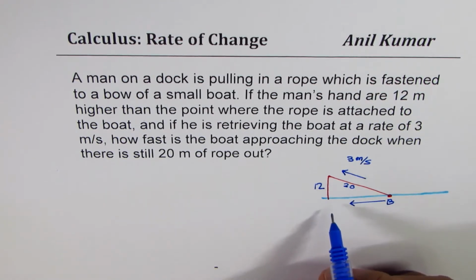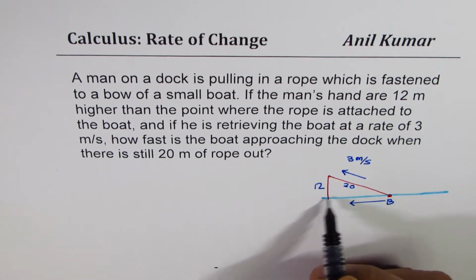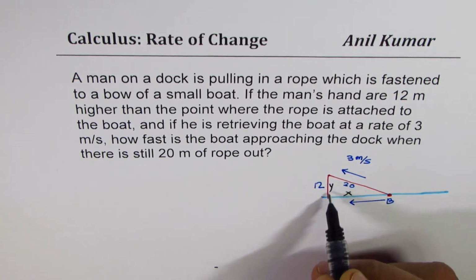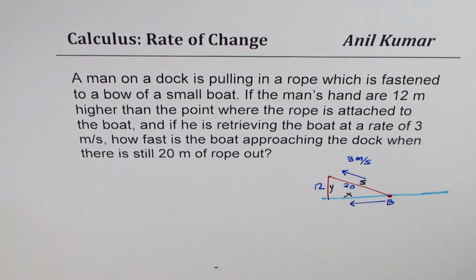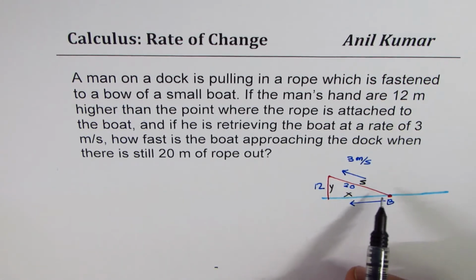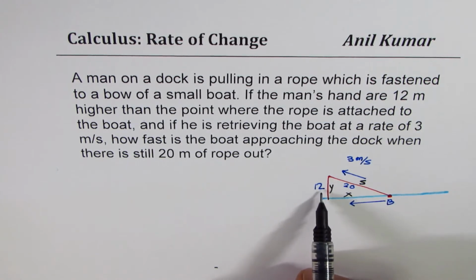So let's define our variables. It's good to define the variables as x for horizontal, y for vertical, and s for the rope. I could use r actually. Okay, and now I've written s, so let me use s. Normally we do separation for s. Okay, so that is the kind of situation we have. Now, in this y is fixed, which is always 12.